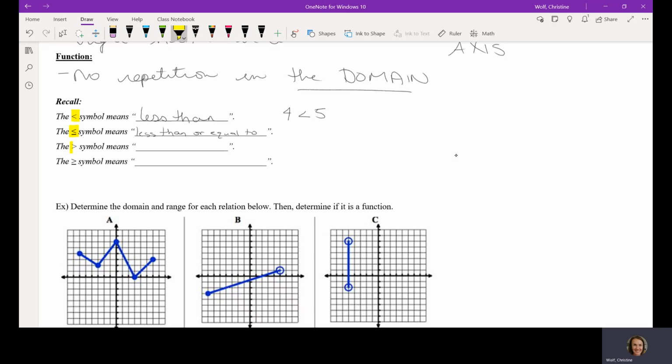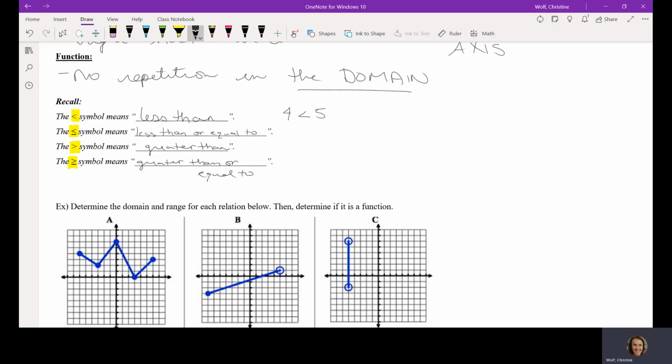Okay, when you have the symbol going that direction, it's the opposite, greater than. And then of course, same thing when we add a little line here, that would read greater than or equal to. Okay, so we're going to be using those symbols in all of our answers today.